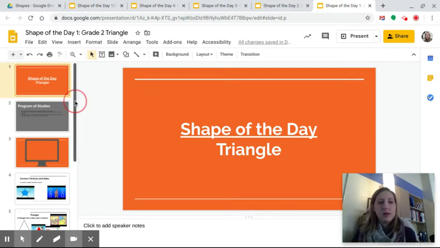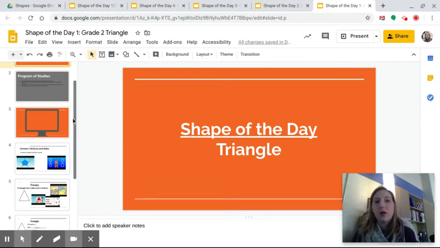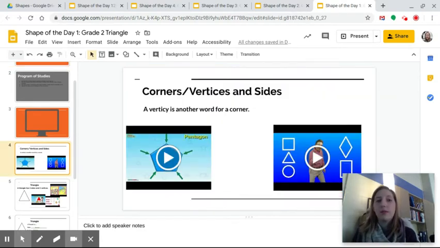What we're going to do is look at something called the vertices, or the corners, and the edges of a triangle. There are a couple of quick little videos. You do not need to watch them both. You've got a Jack Hartman song about vertices and corners, and a video about shapes talking about the vertices and the corners.